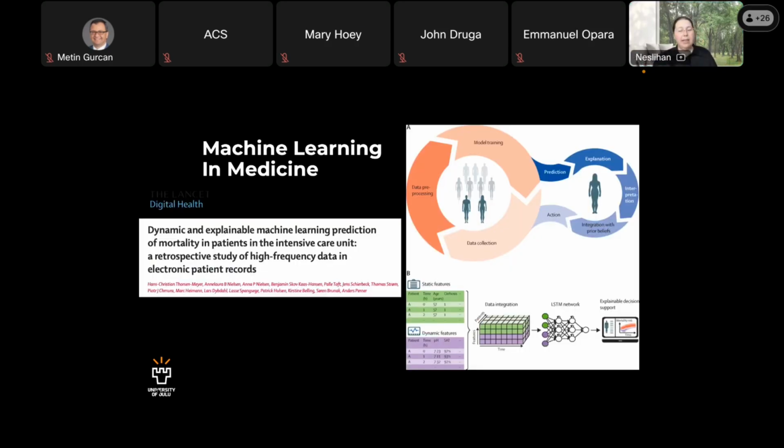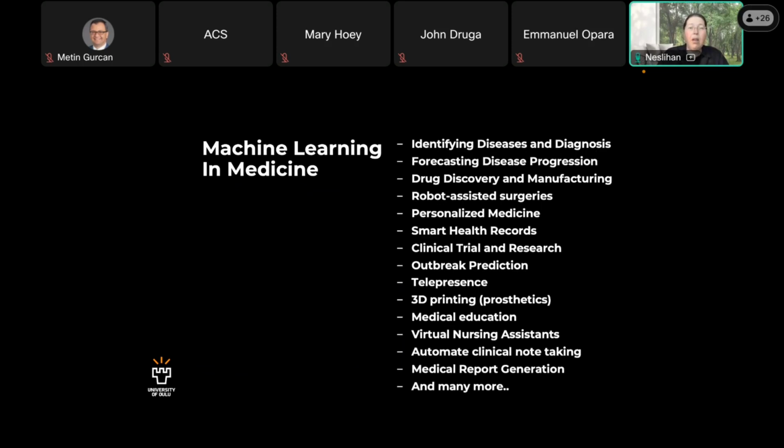For example, in this study, a machine learning model predicted 90-day mortality in ICU patients. So it could be used as a guide for transferring patients from the ICU to lower priority wards, which will save resources and costs. Machine learning is transforming clinical trials and research, for example, by helping select patients. It is used to predict outbreaks with up-to-date data. Machine learning is also enhancing telepresence, 3D prosthetic printing, and medical education.